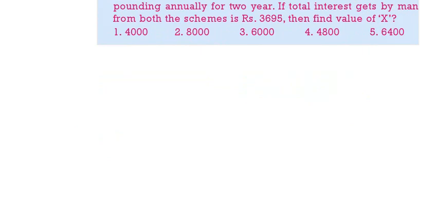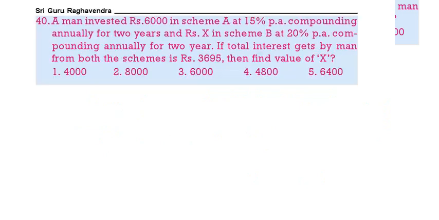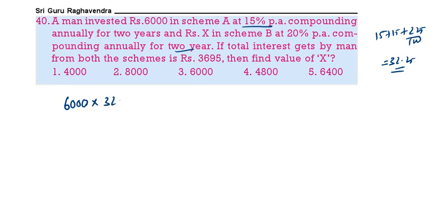Next, a man invested 6,000 in scheme A at 15% compounding annually and X in scheme B at 20% compounding annually. For 2 years at 15%, that will be 15 plus 15 plus 225 by 100, that is 32.25. So 6,000 into 32.25 by 100 plus X into 44 by 100 (20% for 2 years) gives a total of 3,695.